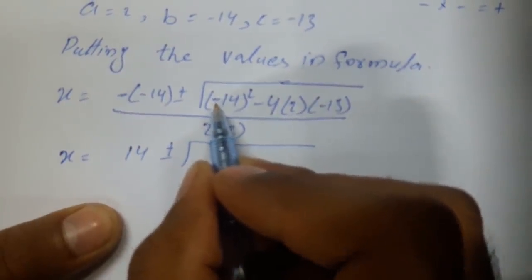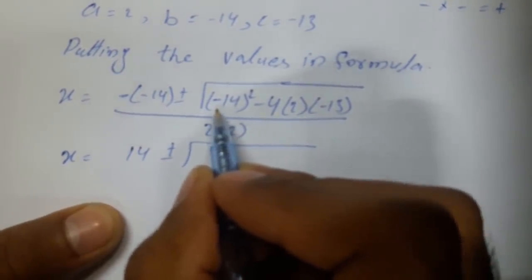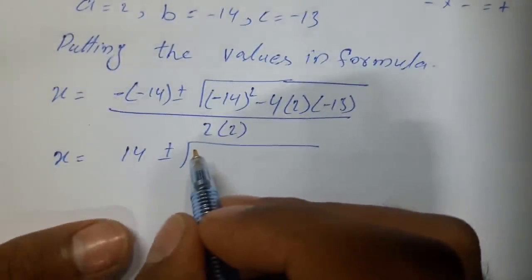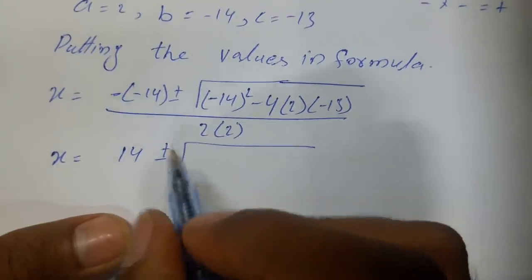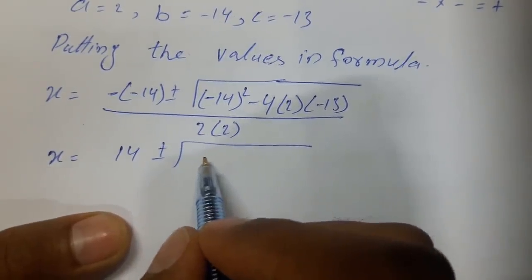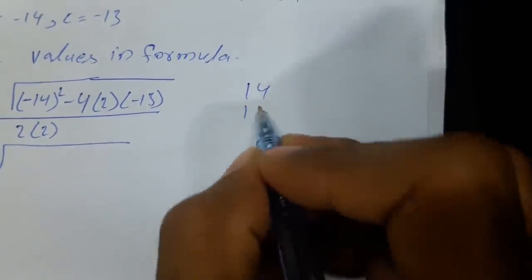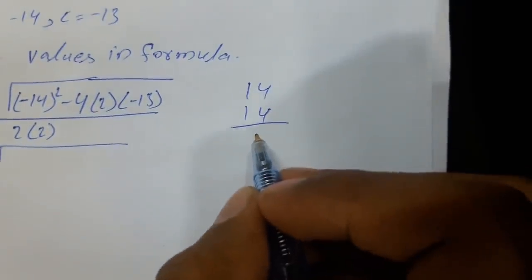Here also minus 14 into minus 14. So 14 into 14 means minus into minus is equal to plus. So here it will become plus. But we have to know the value of 14 into 14. I know that, but for you I am solving it here.